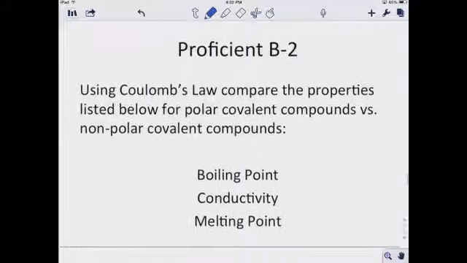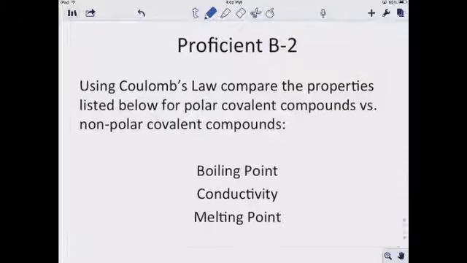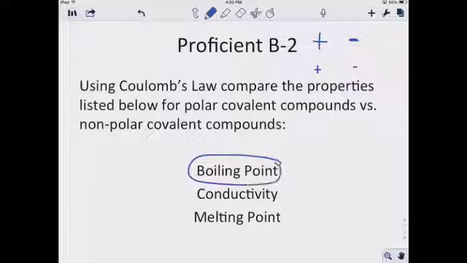Looking at our next one, it says using Coulomb's law, compare the properties listed below for polar covalent compounds versus non-polar covalent compounds. So when we're looking at this, polar versus non-polar. Now remember, ionic compounds have a positive and they have negatives, big time positive, big time negatives. And so remember, they have high boiling points, they conduct electricity, and high melting points. Well, a polar covalent is going to share some of those properties. Since they're polar, since they kind of have a little bit of a positive and a little bit of a negative, they're going to have a higher boiling point than nonpolar.